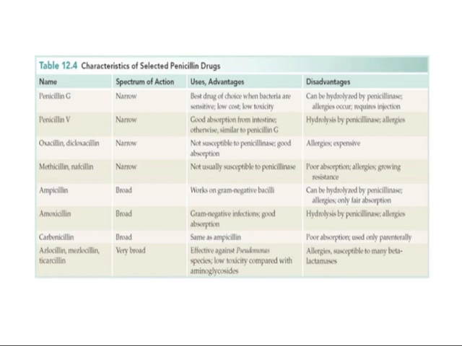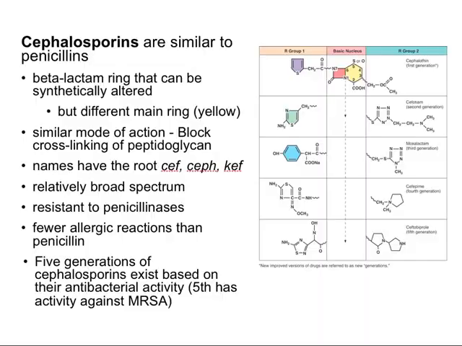This table summarizes some of the main penicillin-derived drugs, talks about their spectrum of action, their usages and advantages, and then some of their disadvantages. You don't need to commit any of this to memory, but think about these names all ending in -cillin and being part of the penicillin family.